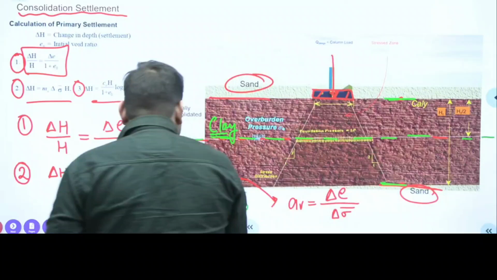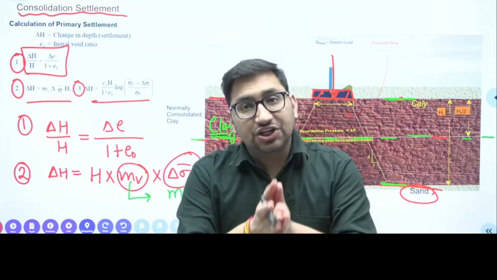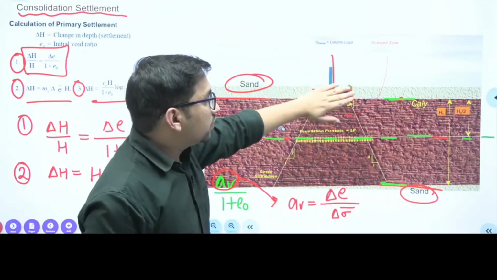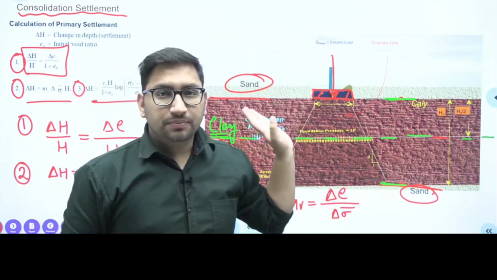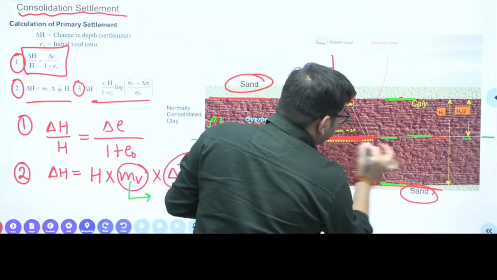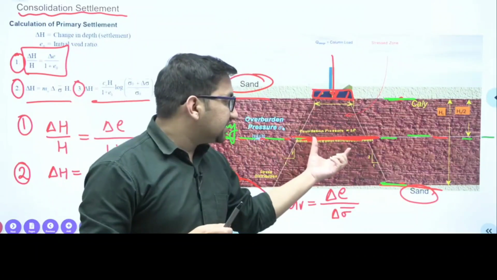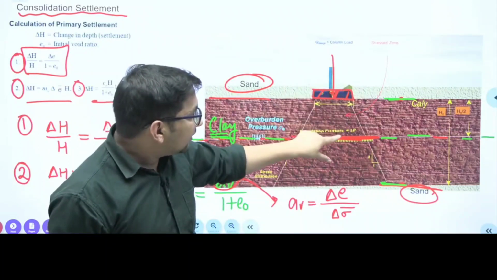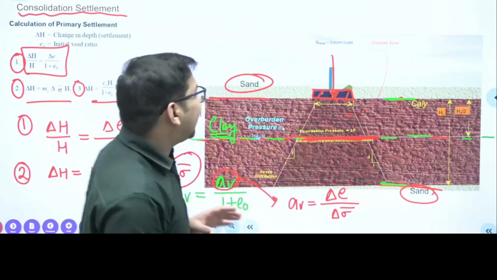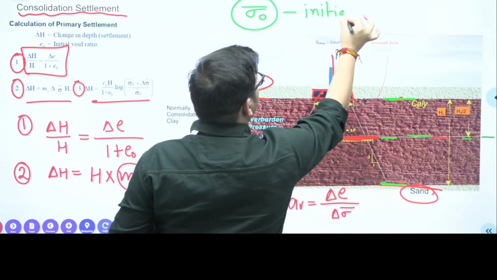Clear? So this delta sigma bar is the change in stress value. It means there will be some initial stress, and after that there is some change. Now try to understand it. Let's suppose there is no foundation, no superstructure over this particular building. Even if there is no building, there will be some stress at this particular level. The calculation of this stress we have studied in the effective stress chapter. It means the stress value at this point will be due to the overburden pressure, or due to the weight of the soil. That is your initial pressure, sigma naught bar. I am calling it the initial pressure.